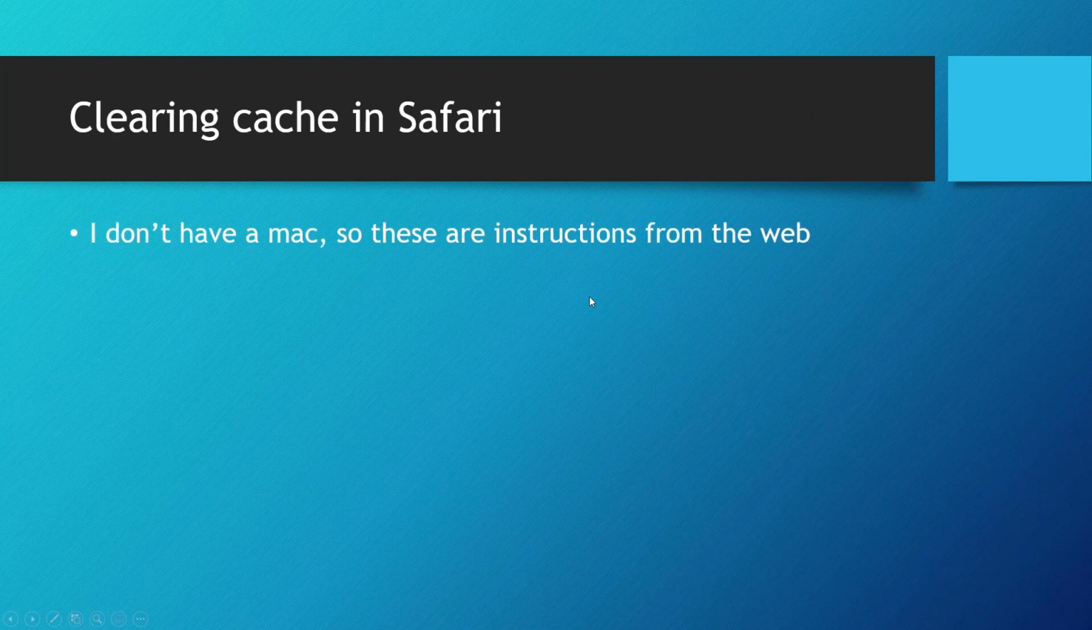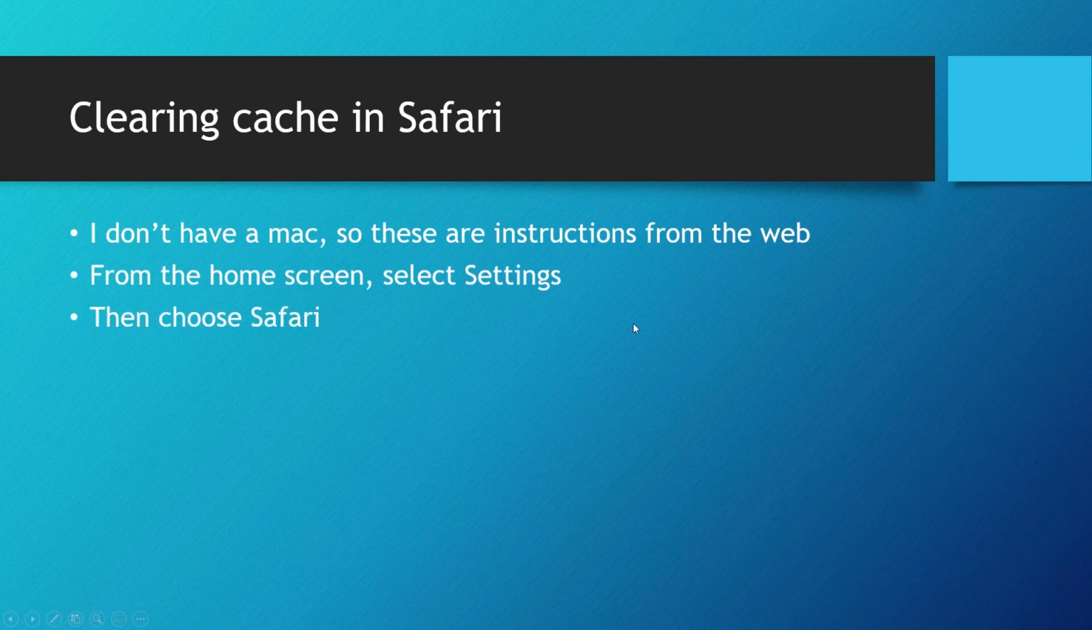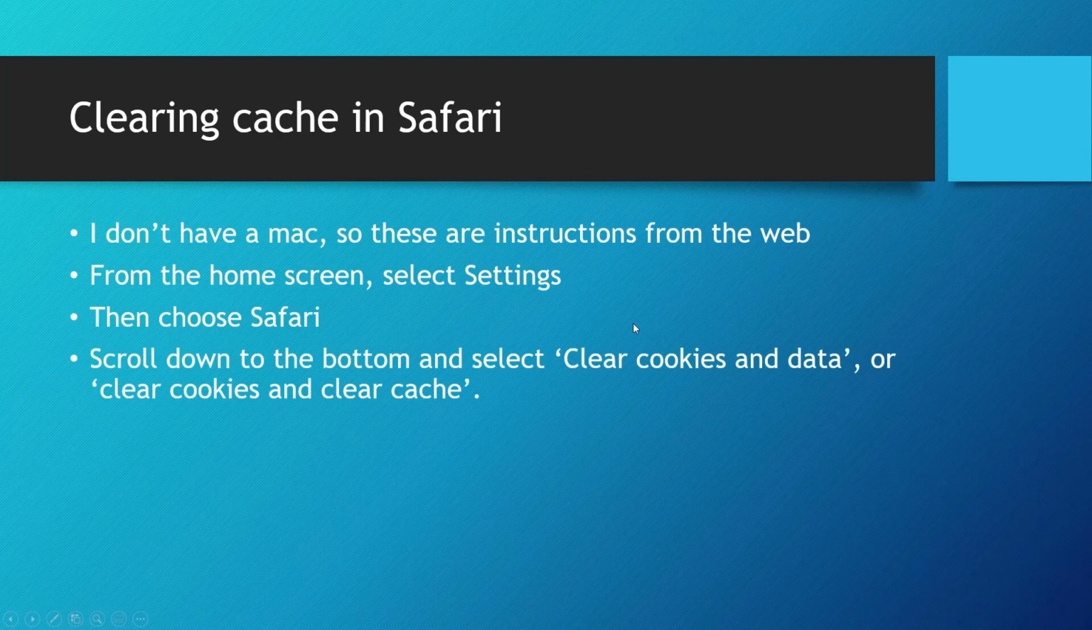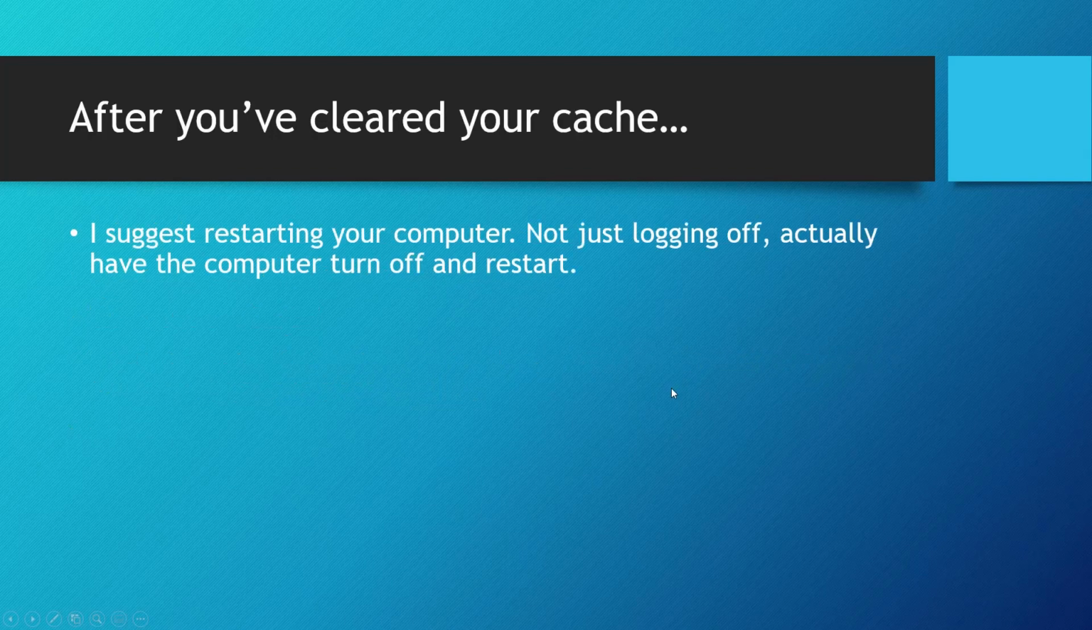Okay. Now Safari. I don't have a Mac, so these are instructions from the web, and I can't show it to you in person because, like I said, I don't have a Mac. But there's the instructions. From the home screen, select settings, then choose Safari. Scroll down to the bottom and select clear cookies and data, or clear cookies and clear cache. And then hit confirm. So that's that.